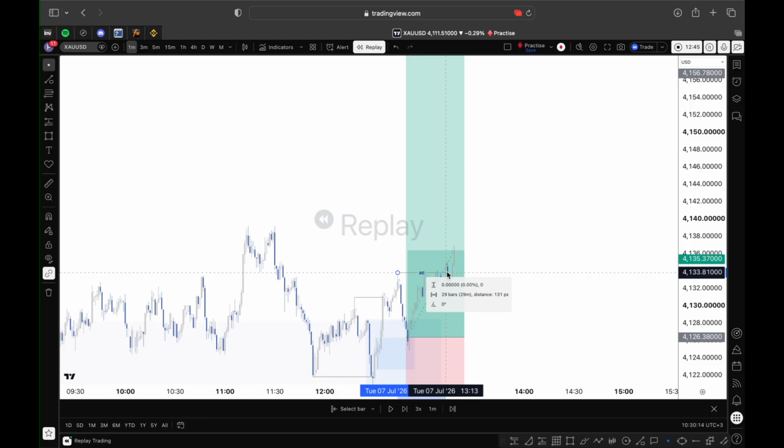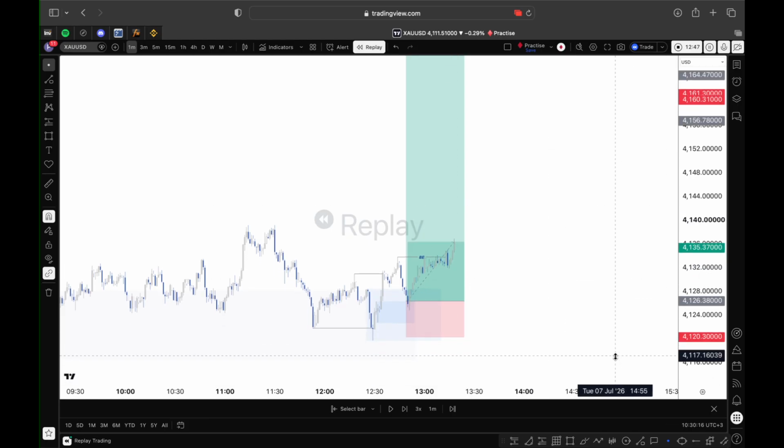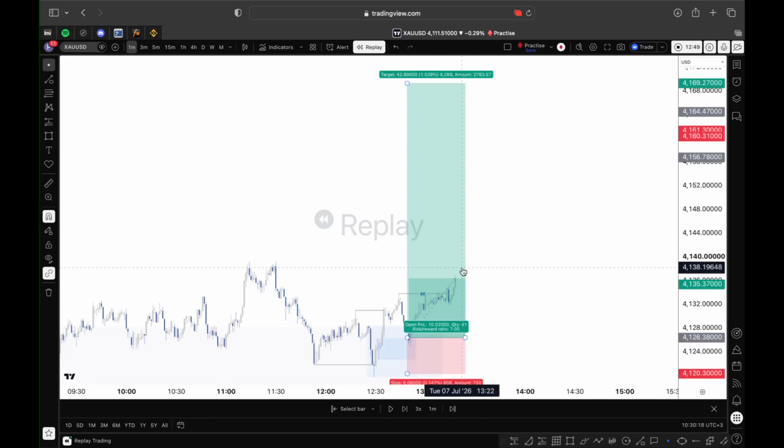You can now wait for the 3RR partial target that's around this zone, but yeah, it wasn't also present there. So let's see, do we get the partial?